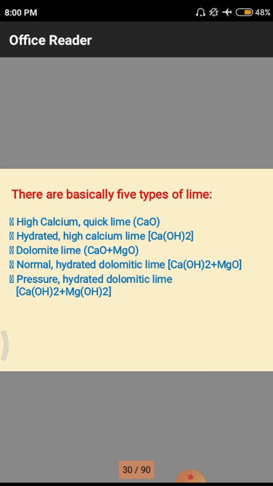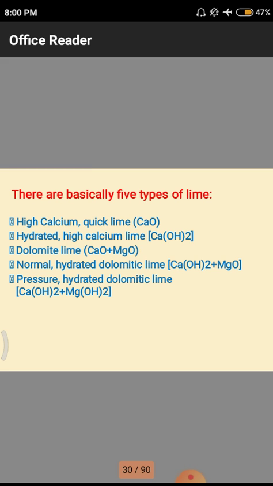Next one is the dolomite lime. Normally dolomite is a material which has magnesium content. Here also we have magnesium. That means some quantity of impurity in the form of magnesium is there, so it is called a dolomite lime. The chemical composition is CaO plus MgO. Next, normal hydrated dolomite lime, Ca(OH)2 plus MgO. Next, pressure hydrated dolomite lime. Pressure hydrated means both the CaO content and the magnesium content are hydrated, Ca(OH)2 plus Mg(OH)2. So we have to observe those things.